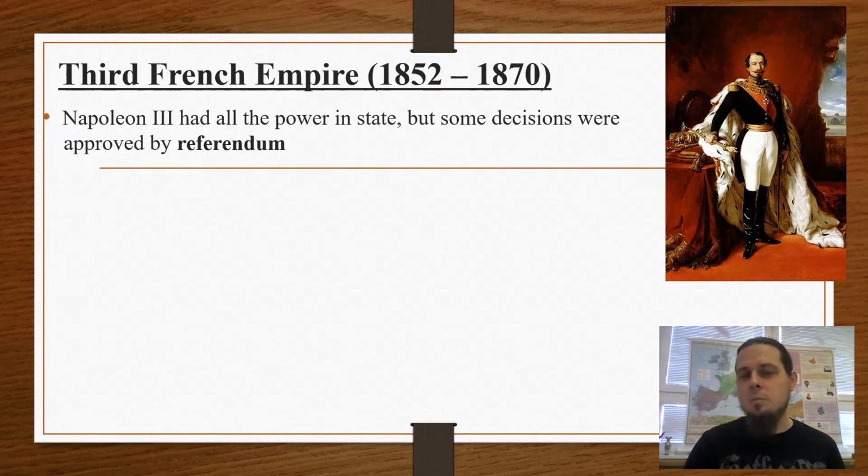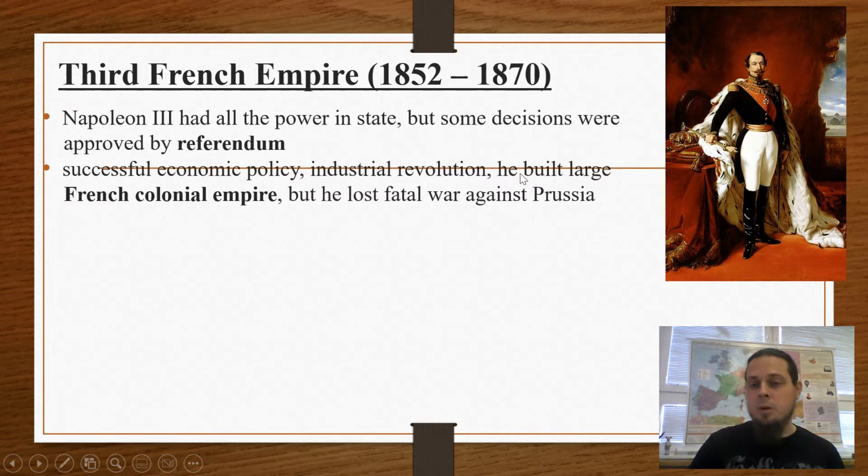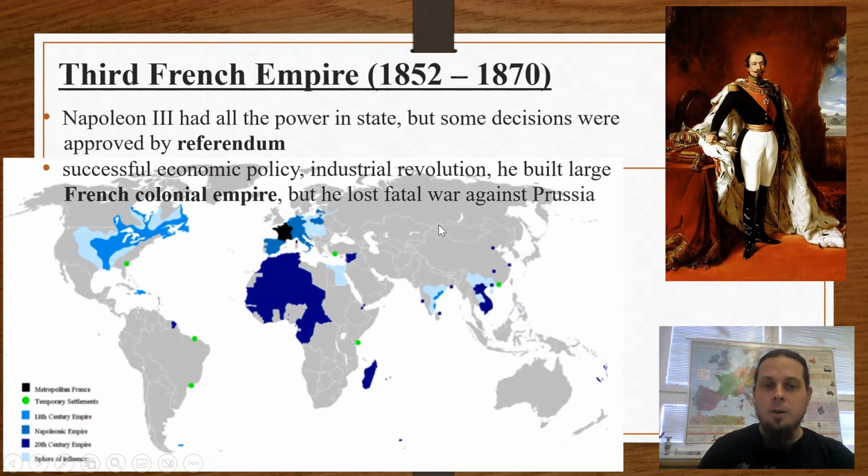Napoleon had all power in the state, but some decisions were approved by referendum. So he actually kept the suffrage in practice, which made the French male population happy, fulfilling their ambitions concerning political rights. On the other hand, he led a very successful economic policy that was a result of mercantilism still being there and the industrial revolution, as France also started to exploit coal, especially around the Rhine and Lahn region, also in Alsace-Lorraine, and they built their armies, they built a huge colonial empire. Anyway, they lost a fatal war against Prussia in 1870.